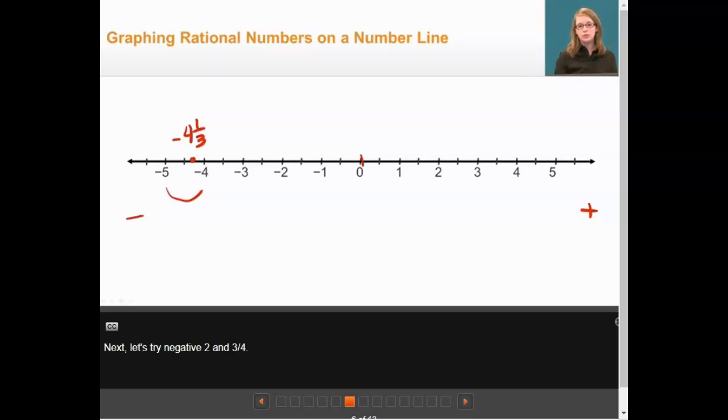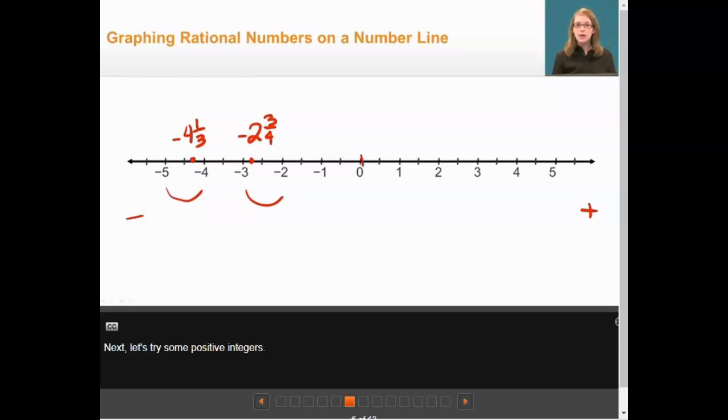Next, let's try negative 2 and 3/4. Negative 2 and 3/4 is between negative 2 and negative 3 on the number line, but closer to negative 3. It's actually halfway between negative 2 and a half and negative 3. Here is negative 2 and 3/4 on a number line.